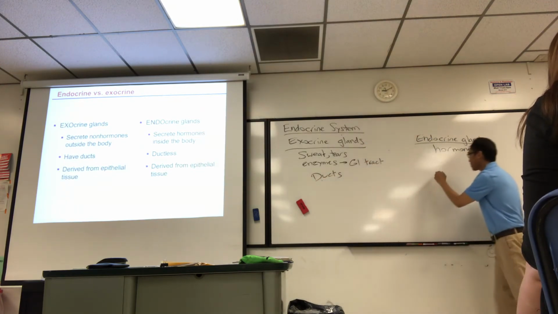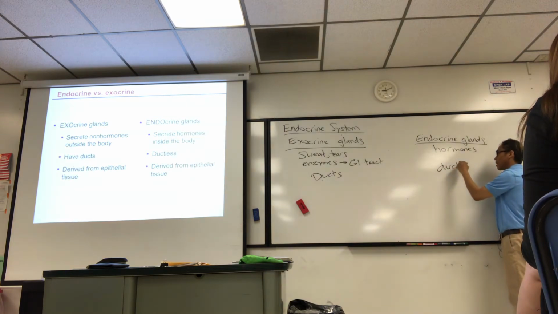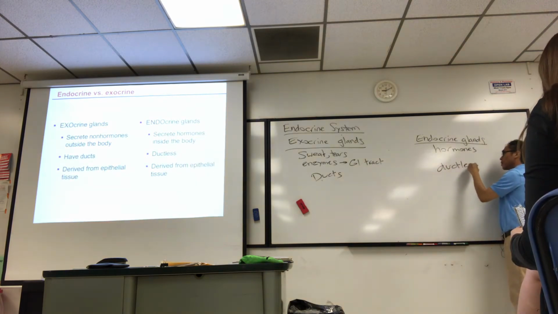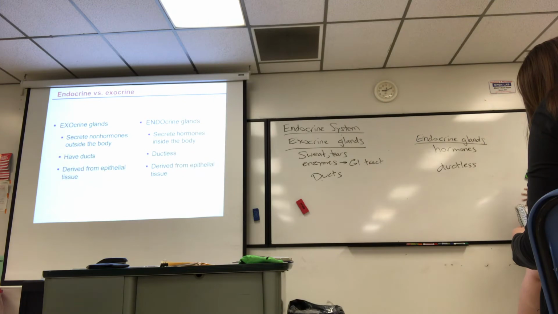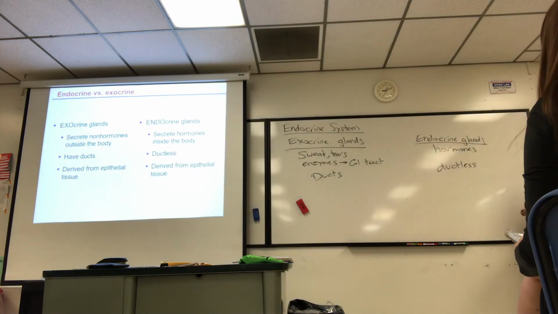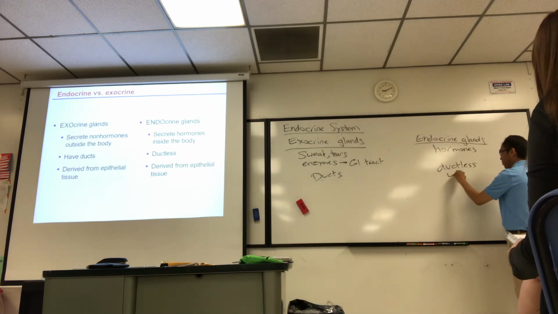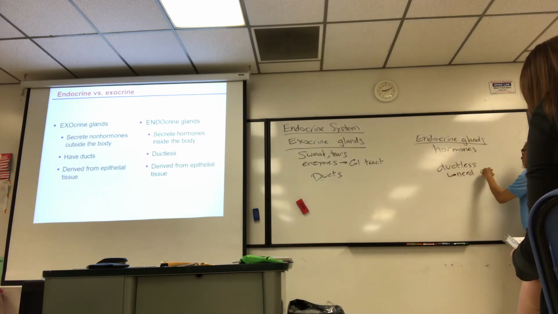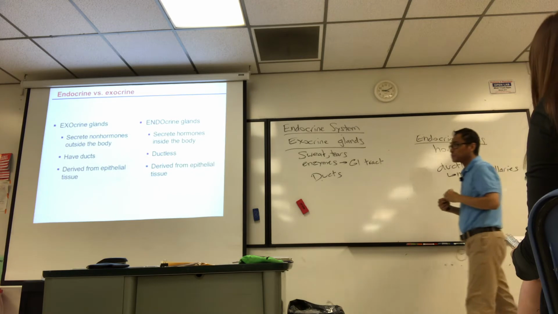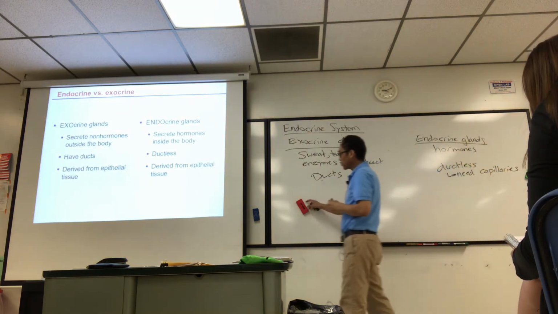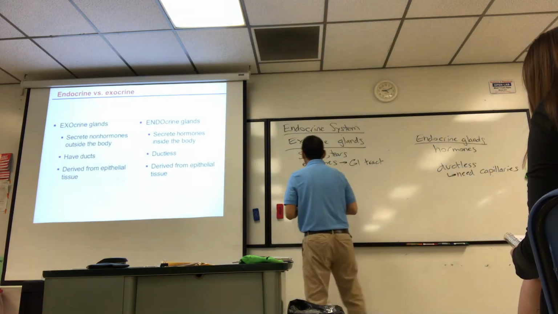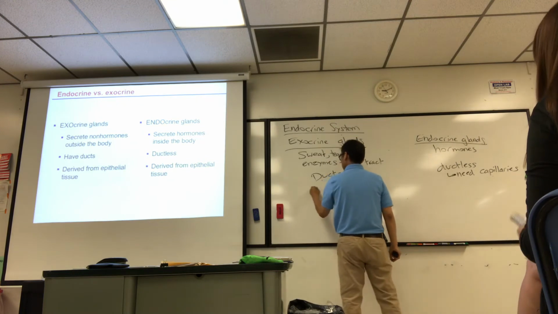whereas the endocrine glands are ductless. They don't need a duct. They just need the cells to secrete directly into the bloodstream. Okay, so they need a capillary. They're ductless, but they need capillaries. Capillaries are the smallest blood vessels. You know, they're both derived from epithelial tissue.